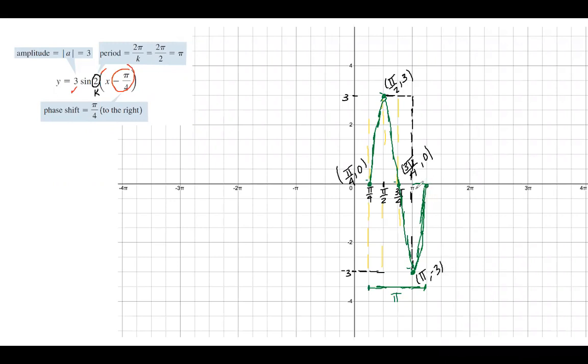We didn't label this one, but that's 4 pi over 4. So this is 5 pi over 4, comma 0. So it's always better to know the coordinates. Even if you're not using the table, you still can get your coordinates.